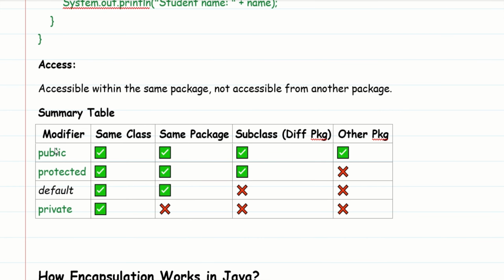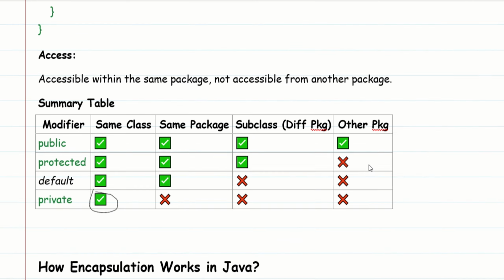And this is a summary table. We have public, protected, default, and private. In the same class, everything can be accessed. In the same package, private can't be accessed; if the field is private, you can't access it from within the package. Only within a subclass can you access protected. Default is for the same class and same package, and protected is for the same class, same package, and subclass, which has to inherit it. Then public is everywhere.